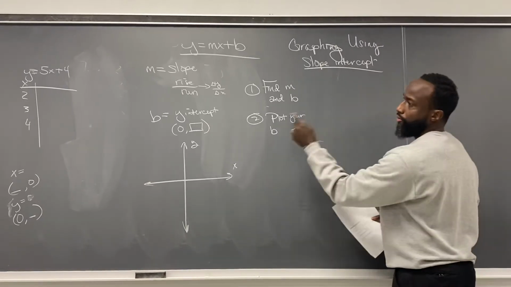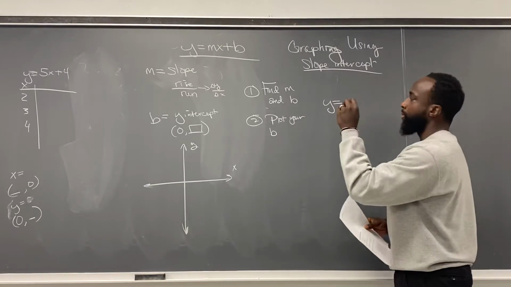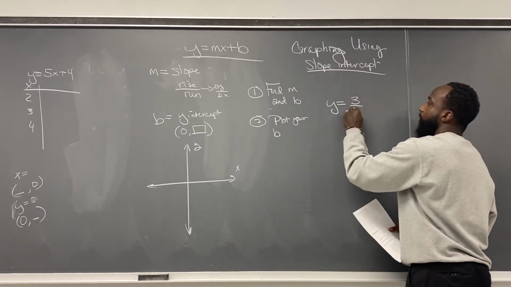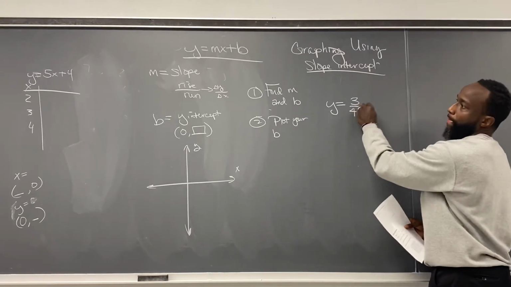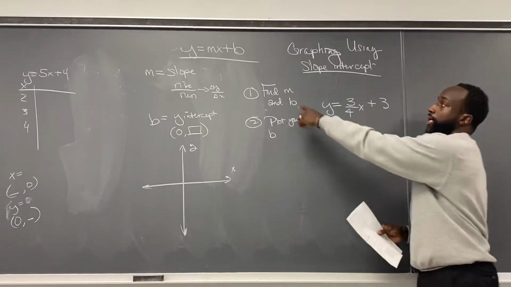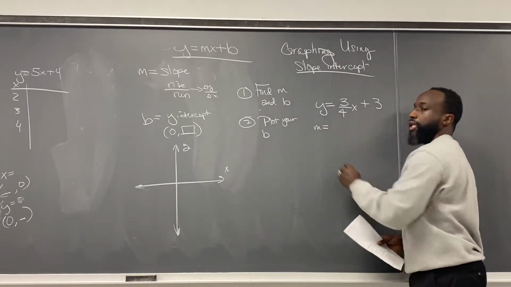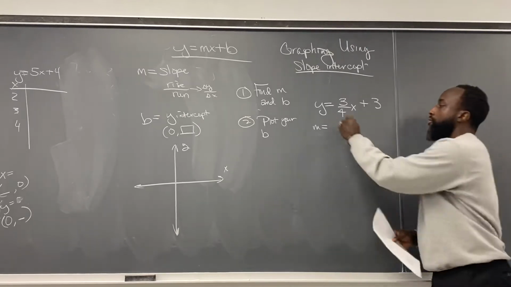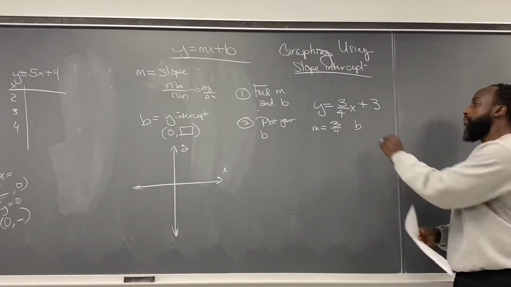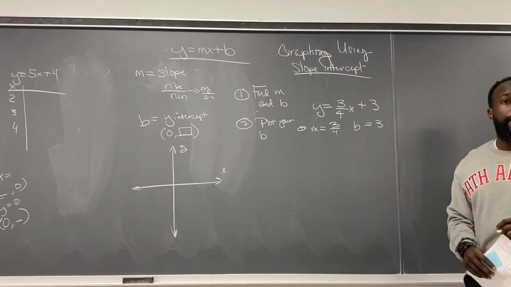So, let's look at this example here. Let's make it a smaller number. Let's say y equals 3/4 x plus 3. Step 1, find the m and the b. What's the slope? 3/4. What is the b? 3. So that's step 1. We found the slope and the y-intercept.